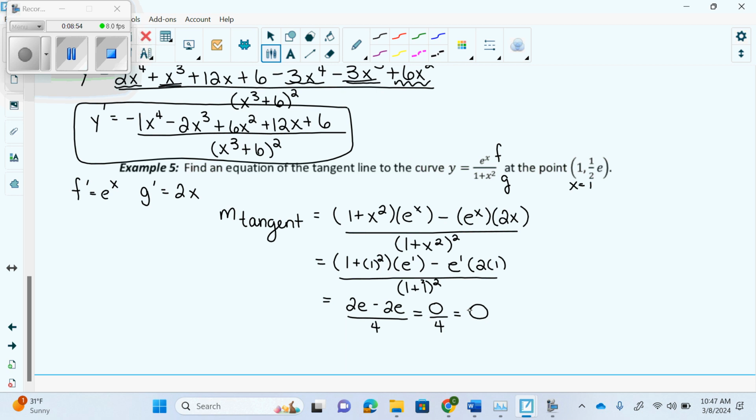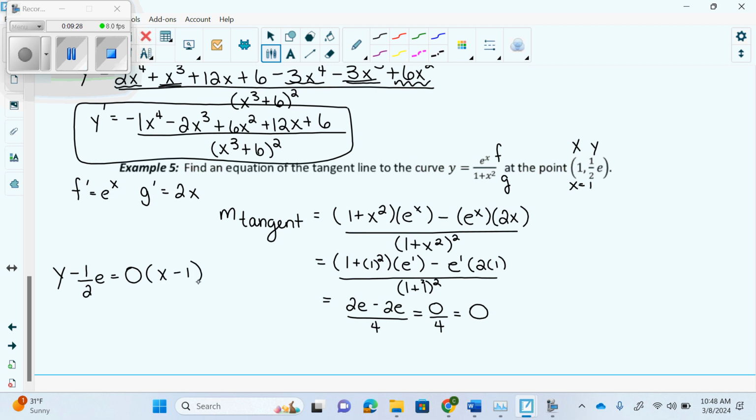Can I have a tangent slope of 0? When do I have tangent slopes of 0? Maximum, minimum, points of inflection, or that curving point. So I'm guessing on this graph, 1 and 1/2 e is probably a minimum or a maximum or a curving point, right? So how would I write up my equation? My x is 1, my y is half e, and so I would get y minus 1/2 e equals 0 times x minus 1.